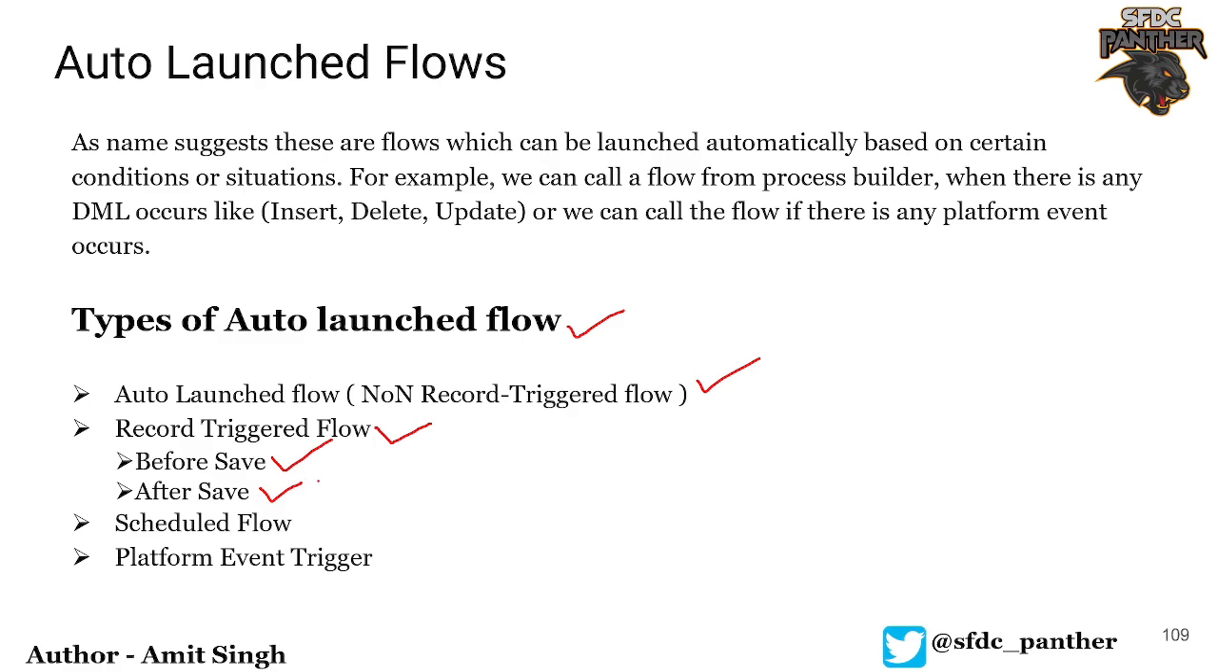We will see how before save and after save work, and which one is faster and more reliable for us. We will also see how scheduled flows work. Those are also autolaunched flows, where we can schedule the flow to run at a frequency. And then we have the platform event trigger.